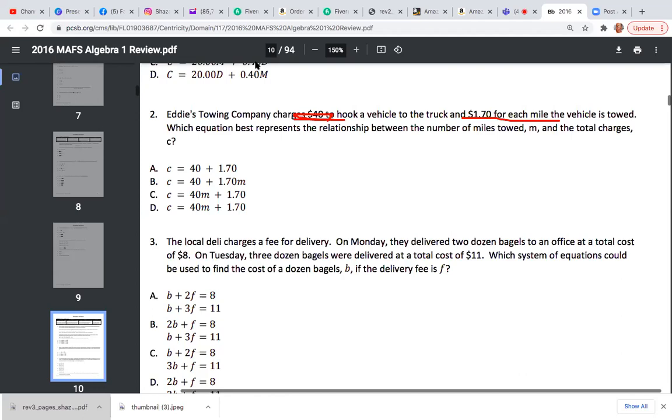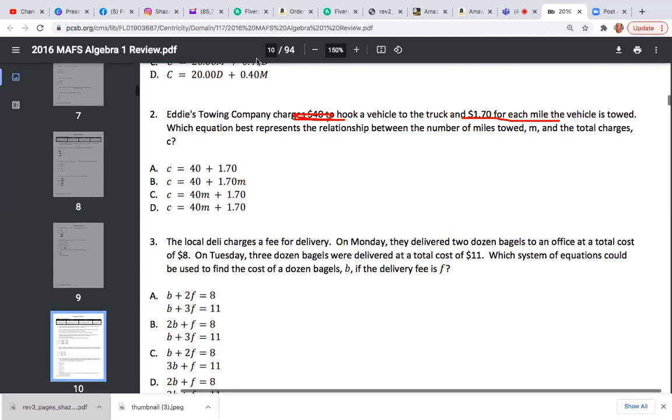B. Okay, that's it. Zach, I see you. Thank you for answering, Zach. And just like that, Berreford, you're absolutely right, and all the ladies who answered, you are absolutely right. The answer is B, guys. That wasn't difficult. They're telling you $40 plus $1.70 for each mile.